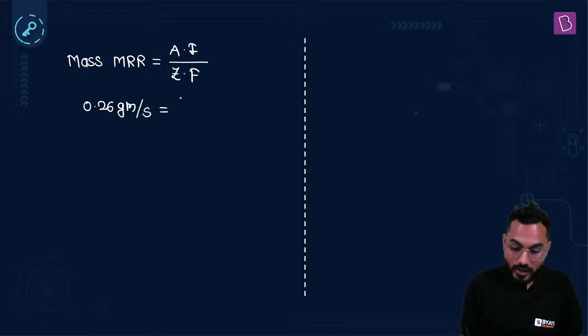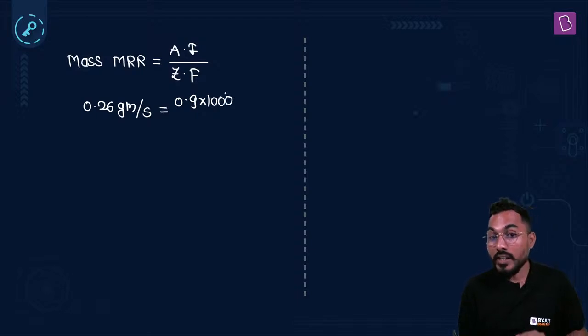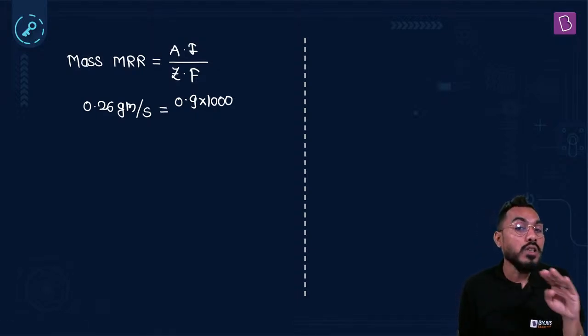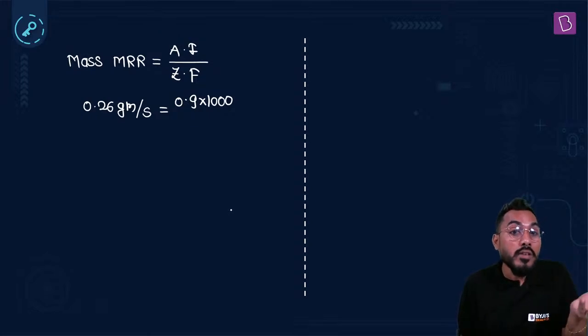What is the current? 1000 ampere. But what is the efficiency? Current efficiency is 90%. Please multiply by 0.9. Don't use 1000 as the current, because efficiency is given. Right? Fine. And then the gram atomic weight.